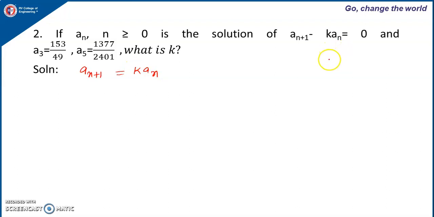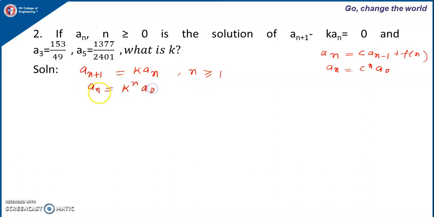We know the first order recurrence relation is an is equal to c an minus 1 plus fn. Since here also the function is 0, we are discussing only the homogeneous one. So the general solution of the first order linear homogeneous recurrence relation will be only c power n a0, for n greater than and equal to 1. The general solution will be an is equal to k power n a0, since the coefficient of an is k here. This is equation 1.